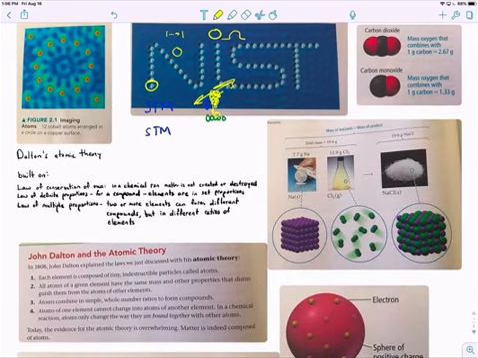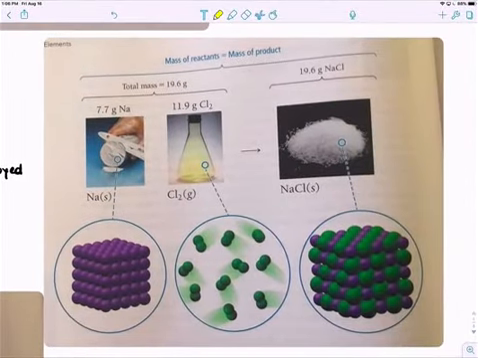So this illustrates the law of definite proportions and the law of conservation of mass. You have a set amount of sodium and a set amount of chlorine reacting to form a set amount of sodium chloride.